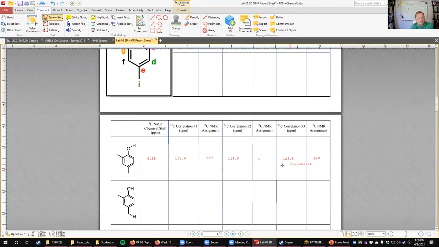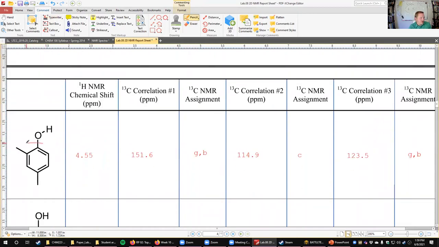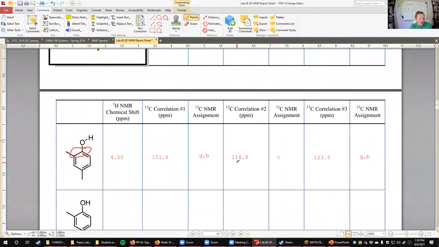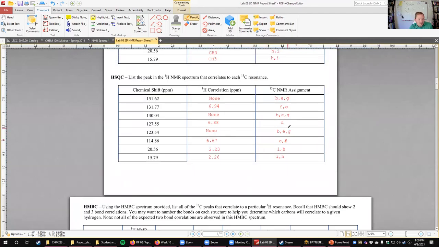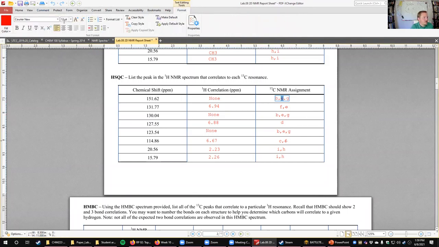We know the two signals up here at 151 and 114 we were able to assign, but 123, 151 and 123 have to be these two. So B and G have to be 151 and 123. We don't know which is which yet, but that tells us again, we know where E is now because we had them grouped in groups of three, right? E was the one. So all the ones that had none were B, E, or G. Well, now we know that 151 has to be B or G.